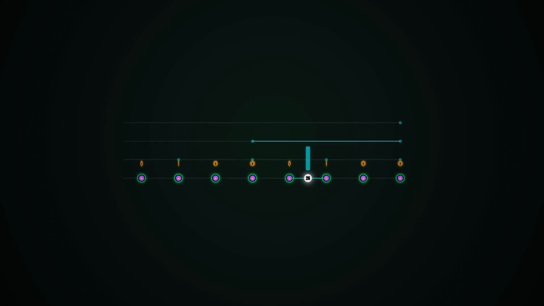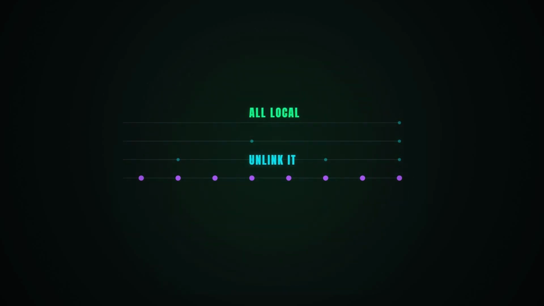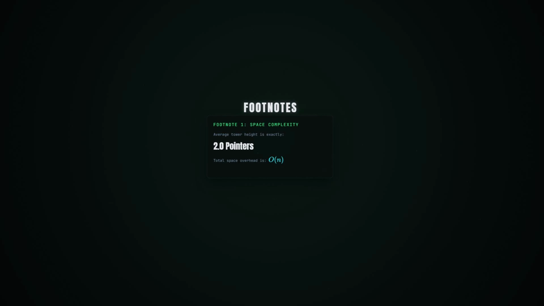And deleting works the same way. Find it, unlink it from each layer it's on, done. All local. 2 honest footnotes. First, the cost. The average node is about 2 layers tall, so we're storing roughly twice as many pointers as a plain list. The values themselves aren't copied. It's a constant factor, still O of n space.